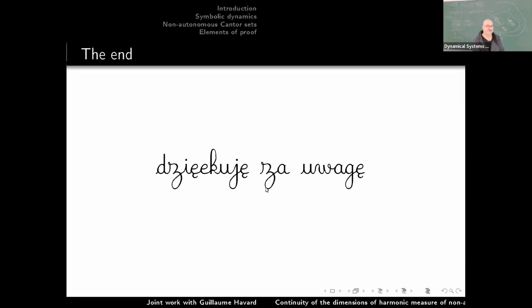Questions? I have a question. Do you know a counterexample to the statements in the case when you allow switching? For instance, if you have a parametric family of IFS, such as in the limit that they touch. No, I don't know.